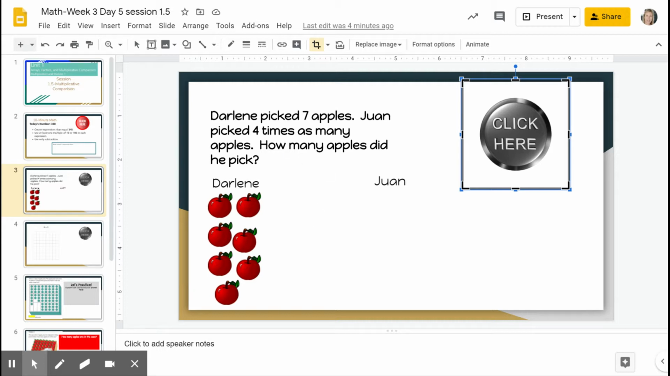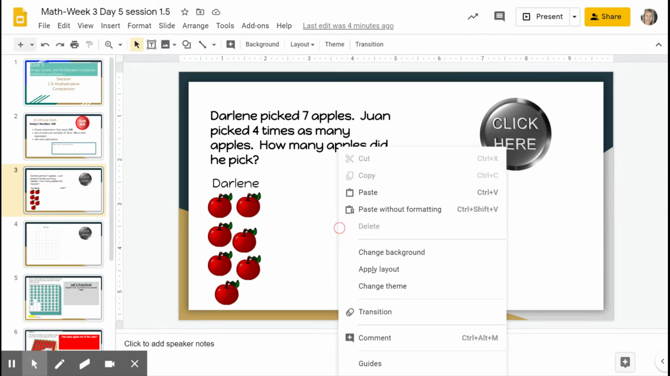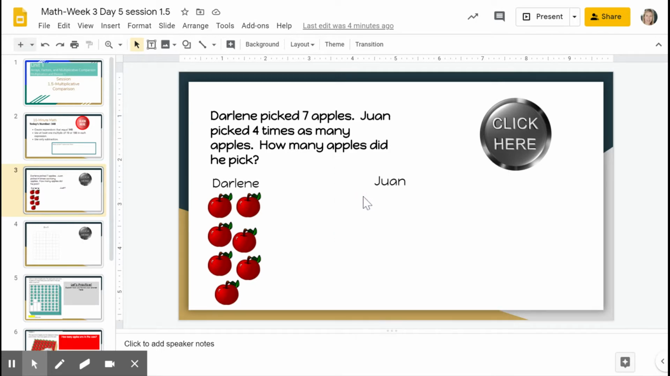So we have to think, how are we going to solve that problem? And what does 4 times as many mean? So if we're thinking of a group of 7 and Juan picked 4 times as many of that group of 7, we could show that with groups of 7 apples. So what I've done is I've copied the group of 7 apples and I'll paste another group of 7.